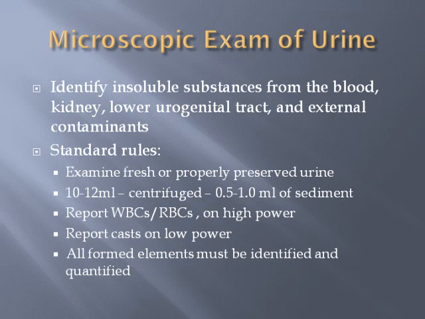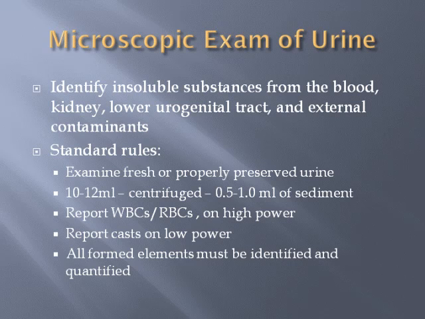The standard rules for a microscopic exam are to examine fresh or properly preserved urine. About 10 to 12 milliliters needs to be centrifuged, and then you pour it off, leaving 0.5 to 1.0 milliliters of sediment. You reconstitute that. You report WBCs, white blood cells, and red blood cells on high power. You report CAS on low power, and all formed elements must be identified and quantified.